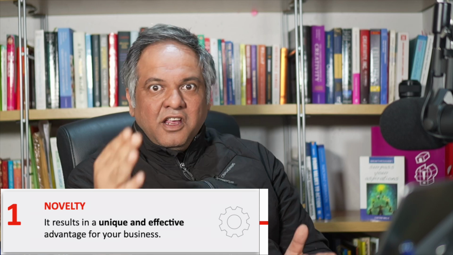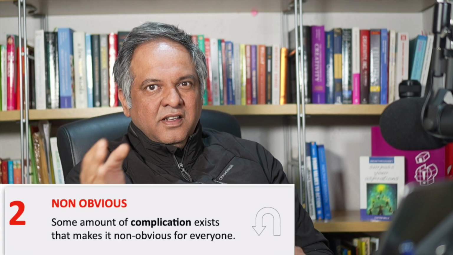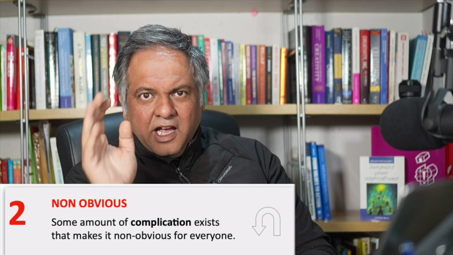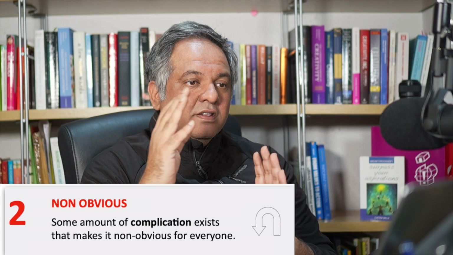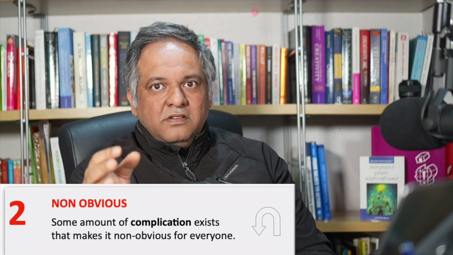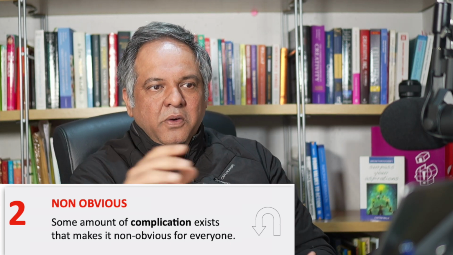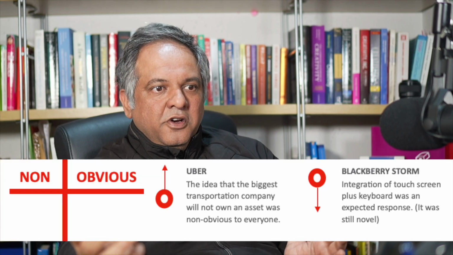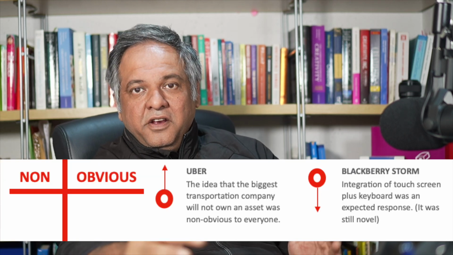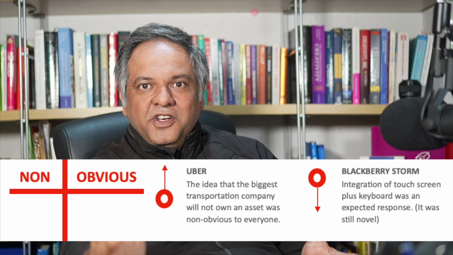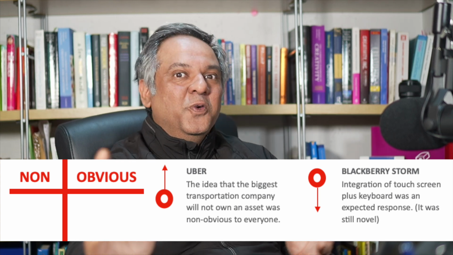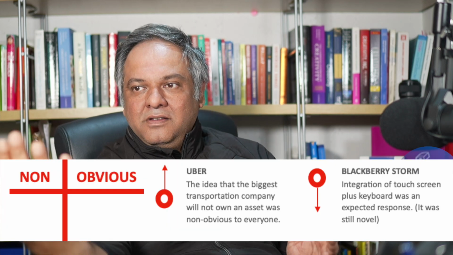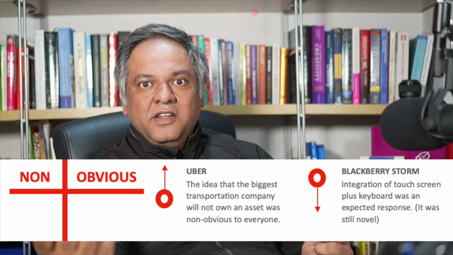The second factor is called non-obviousness. Similar to novelty, but it has a slight bit of difference, and here it is. Some amount of complication exists that makes it non-obvious for everyone else to be doing it. Now, for example, Uber was a non-obvious idea. The idea that a transportation company would be existing without owning any asset was non-obvious to everyone, right?